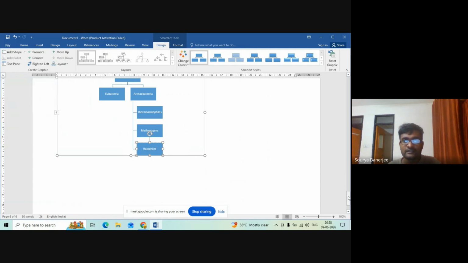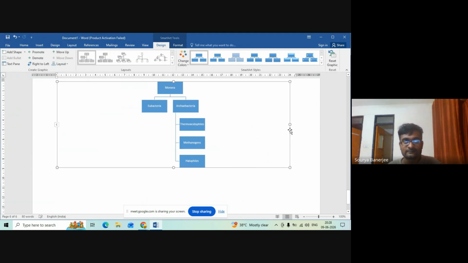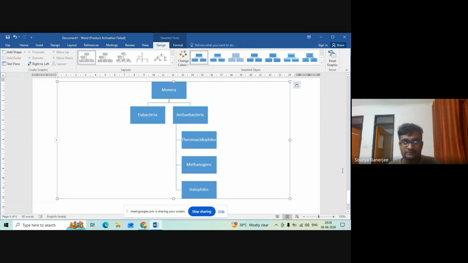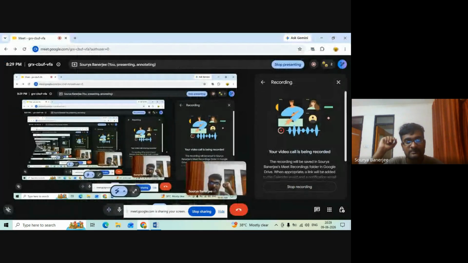Whatever green algae or cyanobacteria are there, they come under eubacteria. So cyanobacteria, or blue green algae, come under eubacteria, and they are similar to plants. That means like plants, they have chlorophyll as a pigment. So cyanobacteria is over, eubacteria is over.